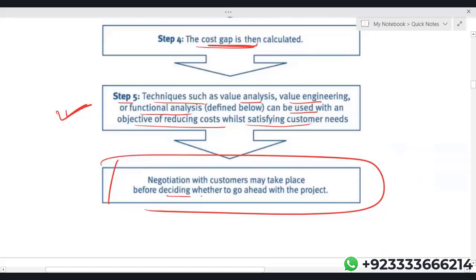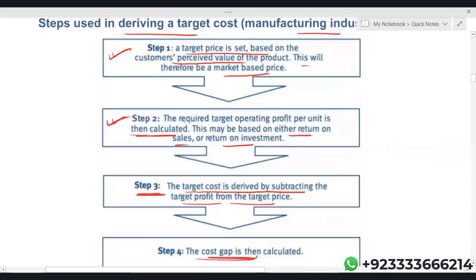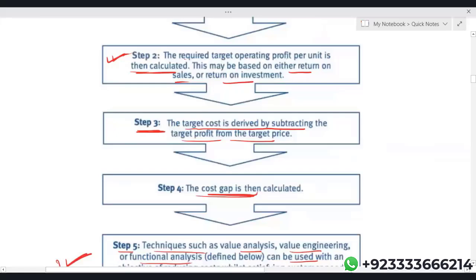Negotiation with the customer may take place before deciding whether to go ahead with the project or not. So there's a possibility you might carry out the negotiation with the customers. For example, other than manufacturing, let's say we are a lawyer. We have done each and every calculation, but if we are unable to meet our target profit, there is a possibility that before providing legal services to our customer, we are going to have a negotiation with the customer. But please, students, you are just supposed to focus on these five steps in target costing. Step one, two, three, four, and five.